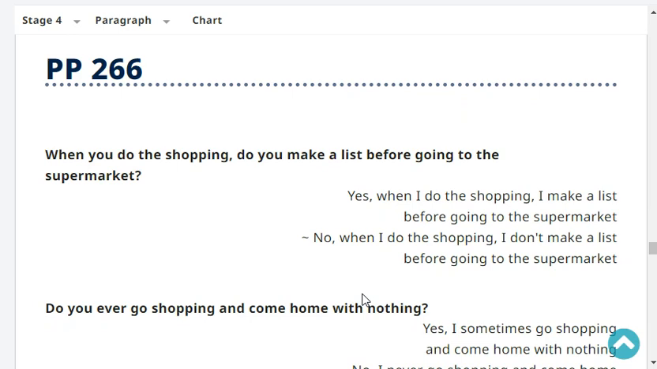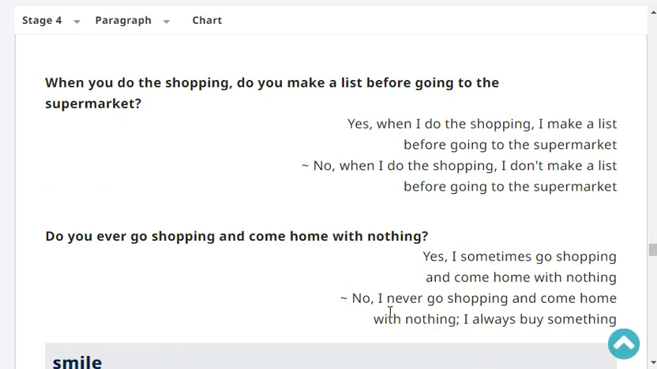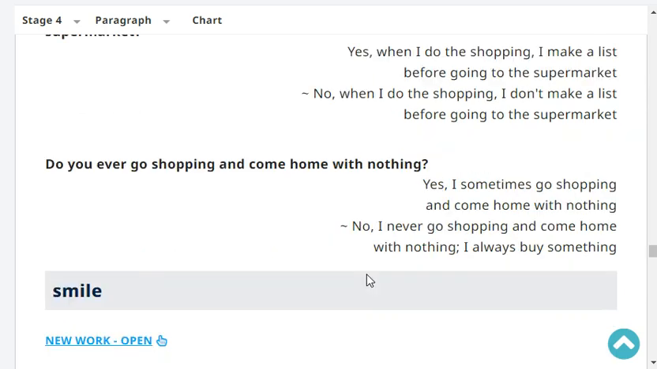When you do the shopping, do you make a list before going to the supermarket? Yes or no? Yes, when I do the shopping, I make a list before going to the supermarket. Very good. Do you ever go shopping and come home with nothing? Yes or no? Yes, I sometimes go shopping and come home with nothing. Very good.